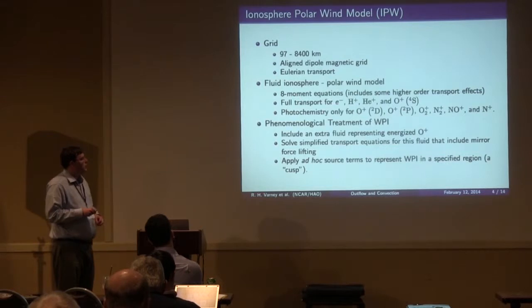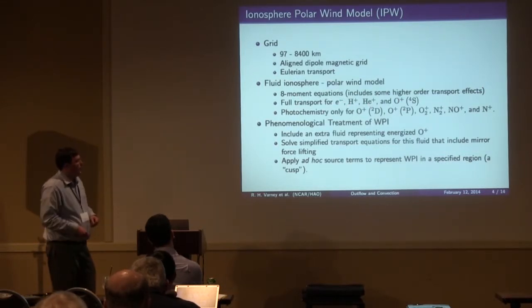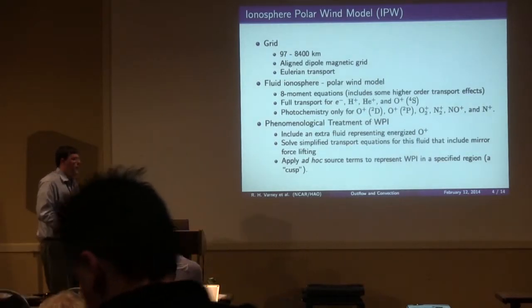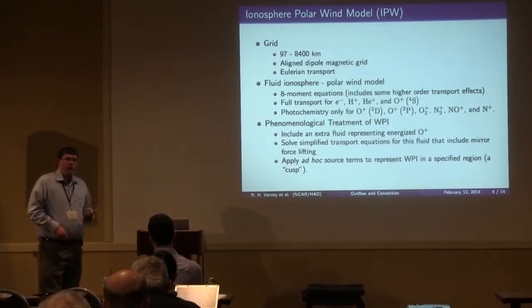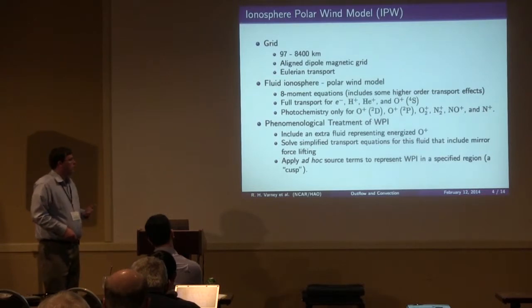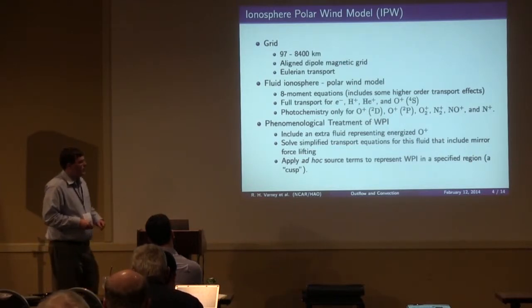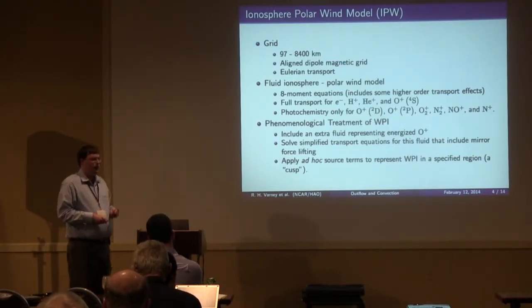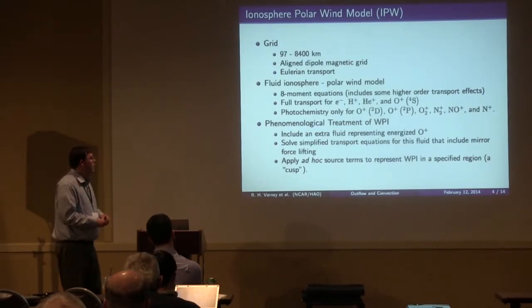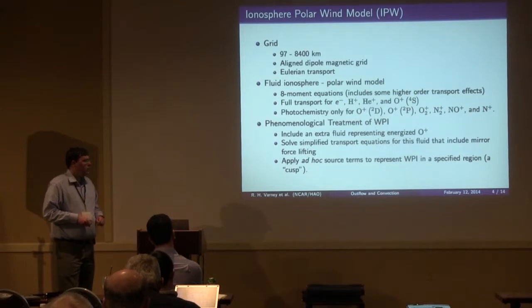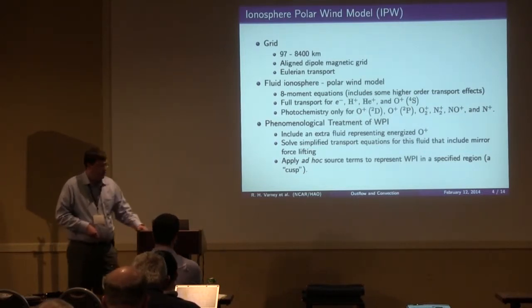I'm doing full transport for electrons, H+, He+, and ground state O+, and then photochemistry for a whole host of other ions. I've added to this model a phenomenological treatment of wave-particle interactions. I've added an extra fluid representing energized O+, and I solve a simplified set of transport equations for that extra fluid that retain just enough terms to include the mirror force lifting term, which of course I need. And I've introduced some ad hoc source terms to represent wave-particle interactions in my specified heating region.